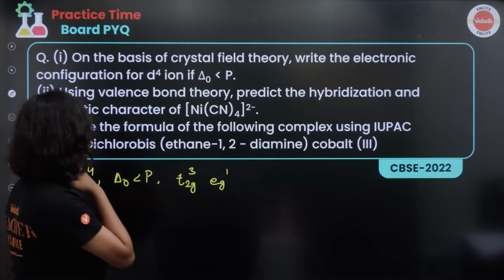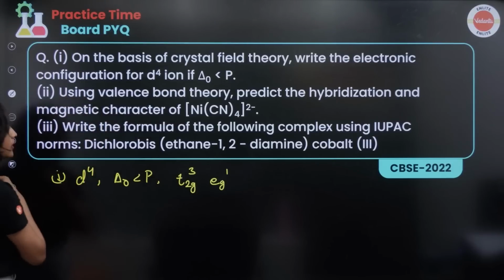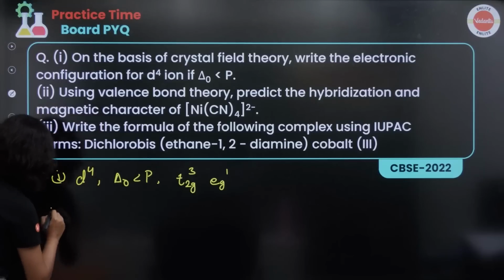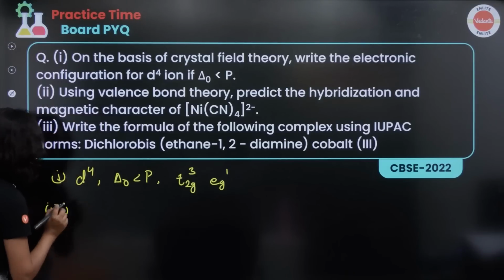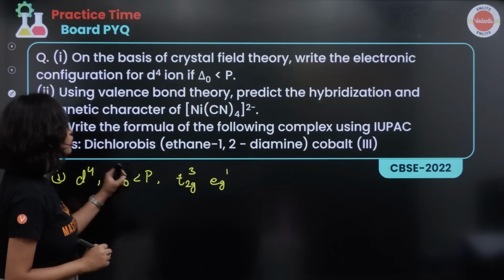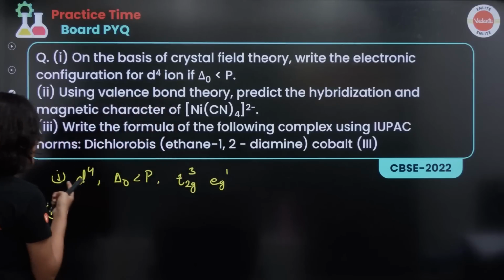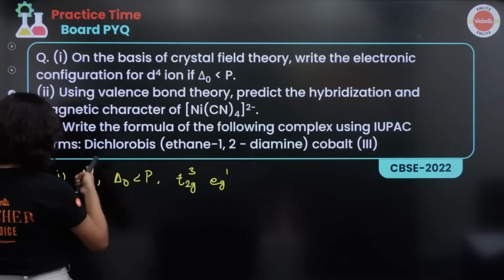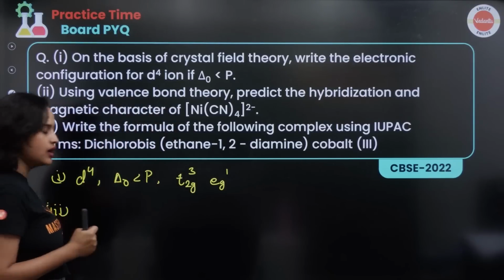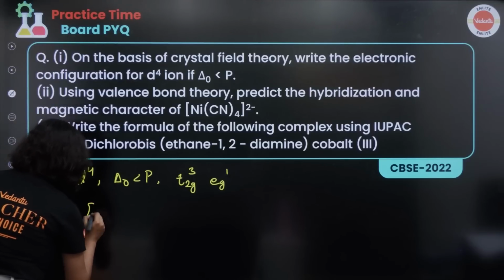Yeah. Write the formula of the following complex using IUPAC norms. Okay, let's do it here. What is it? Dichlorobis(ethane-1,2-diamine)cobalt(III). Once again, I think it's the same question, right? It's the same question. So this is repeated. Correct? Anyway, let me do this.